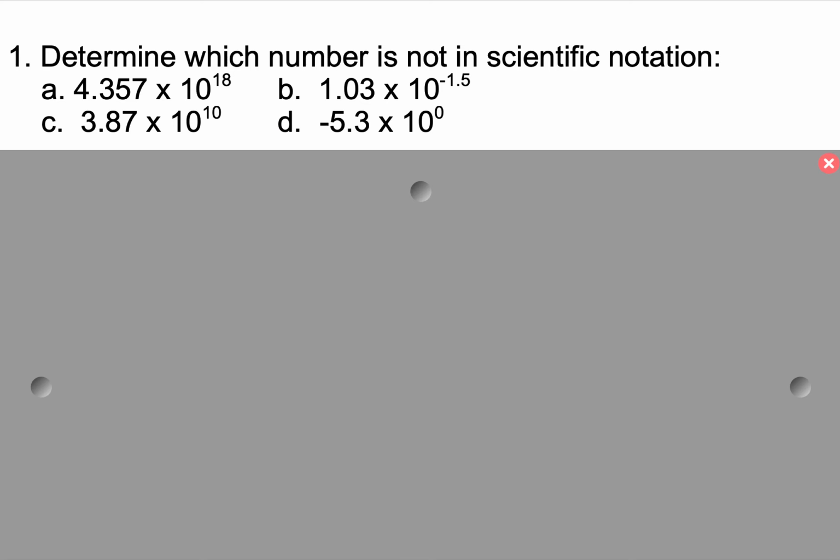Determine which number is not in scientific notation. So we have to check 3 things on all of these. The coefficients, the factors, are all okay. Part D is just a negative number. They're all between 1 and 10 if you ignore the negative. So let's check the 10s. They all have 10s. That's good. Let's check the exponents. 18 is an integer. 10 is an integer. Negative 1.5 is not an integer. That's a problem. 0 is an integer. So the correct answer here is B, which is not written in scientific notation.